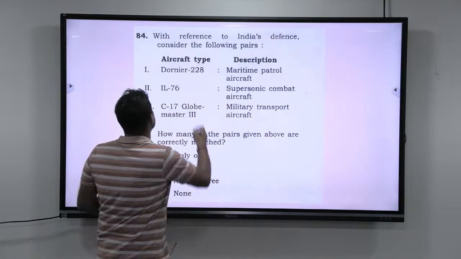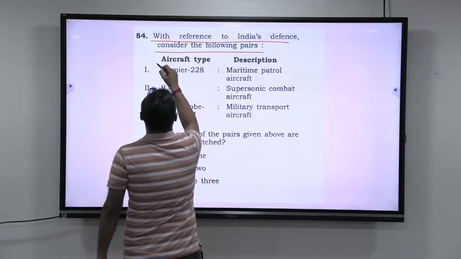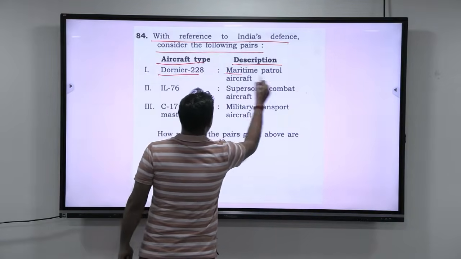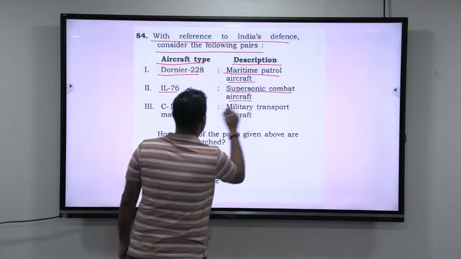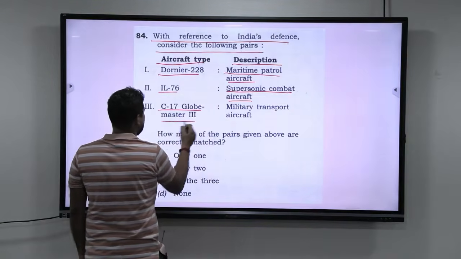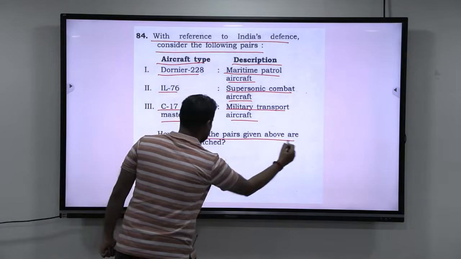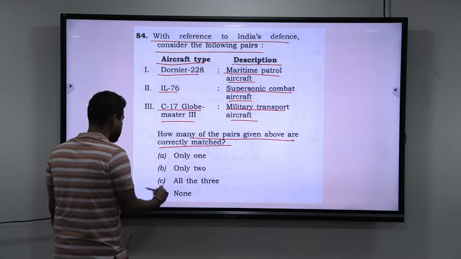So first, let us look at this. With reference to India's defense, consider the following pairs. You have aircraft type and description. You have Dornier 228, a maritime patrol aircraft. Then you have IL-76, a supersonic combat aircraft. You have C-17 Globemaster III, a military transport aircraft. How many of the pairs given above are correctly matched? You have only one, only two, all three, and none.